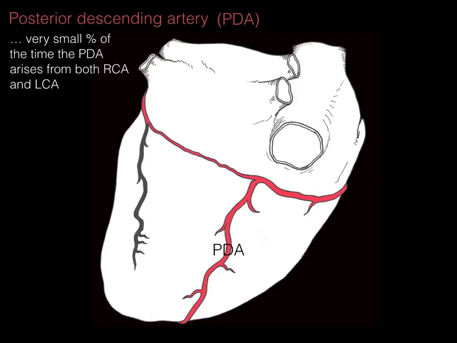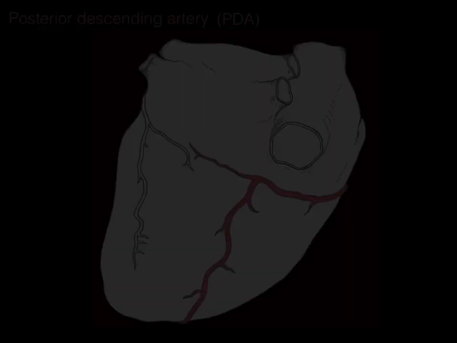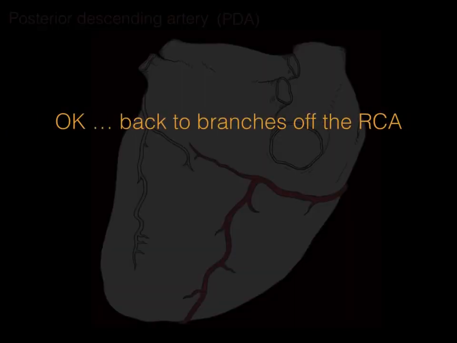A very small percent of the time, the posterior descending artery arises from both the right coronary and left coronary arteries. This is known as a co-dominant heart. All right, enough of that. Back to the branches off the right coronary artery.